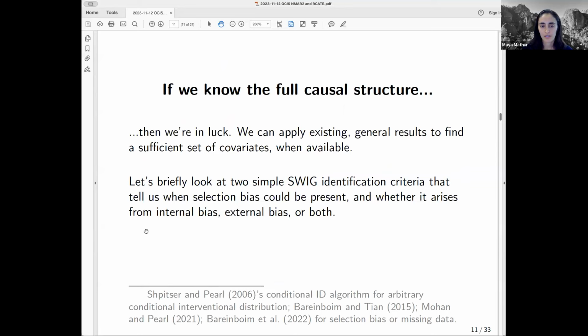So we can apply any number of different existing results to find a sufficient set of covariates when they're available. For example, if we want to go fully general, we can use Shpitser and Pearl's well-known conditional ID algorithm, which will give us these types of results for actually any type of conditional interventional distribution. There are also some other results that are more specific to settings of selection bias and missing data. I'll show you just briefly two simple SWIG-based identification criteria, which are designed to map these intuitive ideas of internal and external selection bias onto respective graphical criteria.